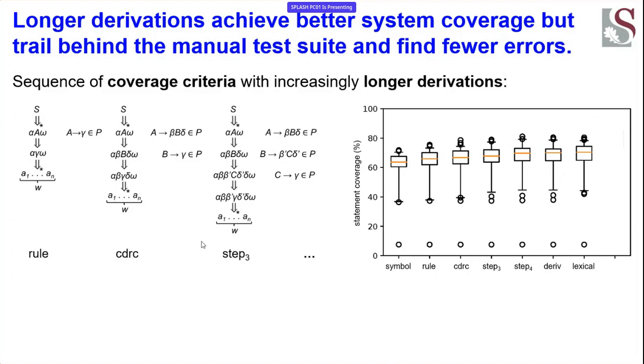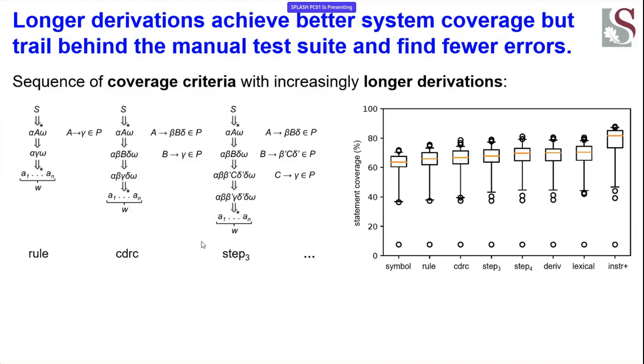The circles at the top are the outliers, so in none of the compilers do we get a coverage of more than 80%, which isn't great. And it's even worse if you compare this to the manual test. We just look at the syntactically correct test cases from the instructor.